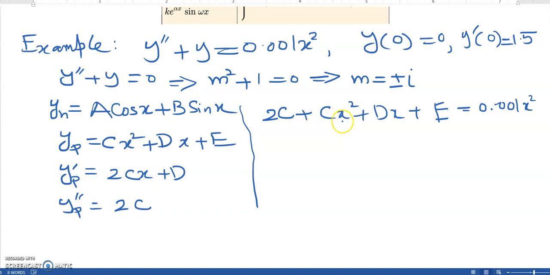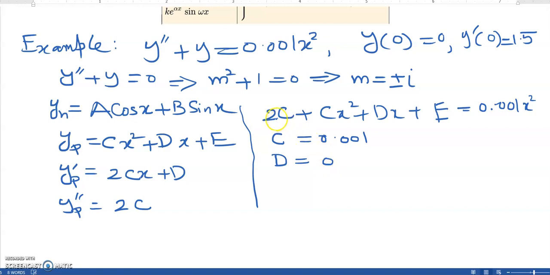From the coefficients of x square, there is only one x square term over here, so this c is equal to the coefficient of x square on the right hand side, so it will be 0.001. So in fact we have found that the value of c is 0.001. Now we compare the coefficients of x. There is only one x term over here, but there is no x term over there. So the coefficient of x on the right hand side is 0, which means d will be equal to 0.